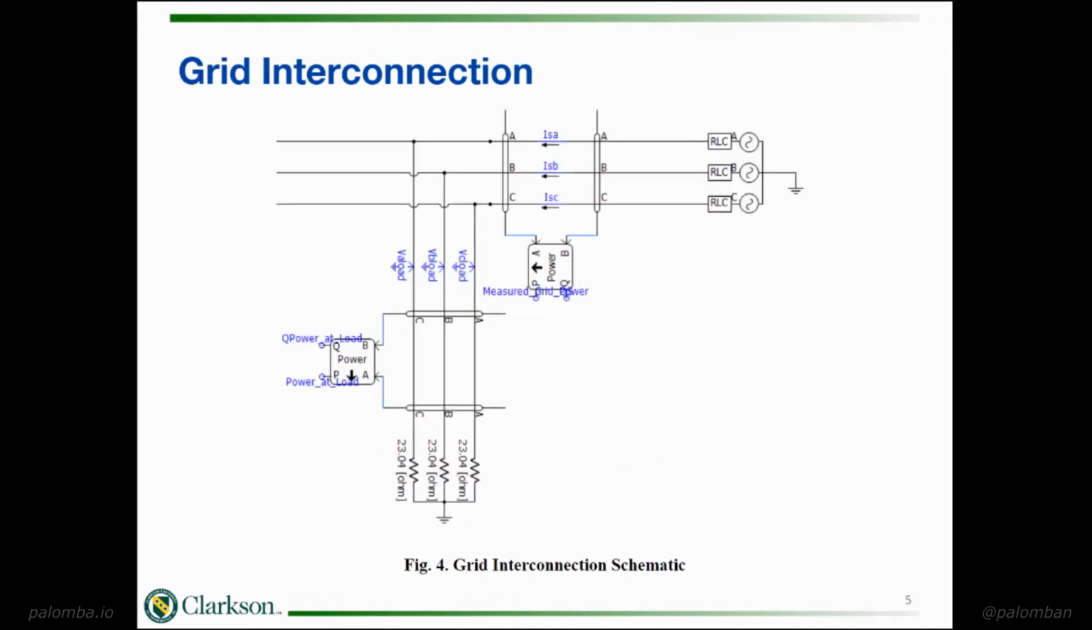Here we have a schematic of the modeled PSCAD grid interconnection. And for our case studies, we used resistive loads to model different load values. So for example, if we wanted to model a 50 kilowatt load, we used a resistance value of 4.6 ohms. The grid impedance values are given by 0.1 ohms and 0.1 millihenries.